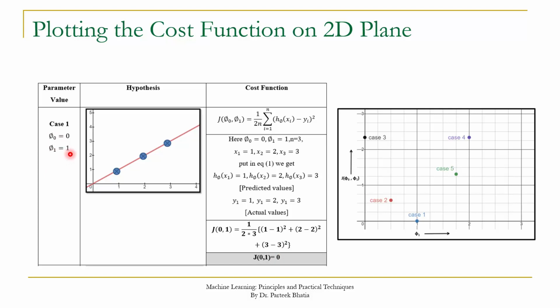So let's draw this cost function over this graph. Here on the x-axis we have the slope of the line and on the y-axis we have the cost function. So the value of phi 1 is 1 and corresponding to this the cost function is 0. You can see here, this is our case 1. Here the value of phi 1 is 1 and the value of cost function is 0.